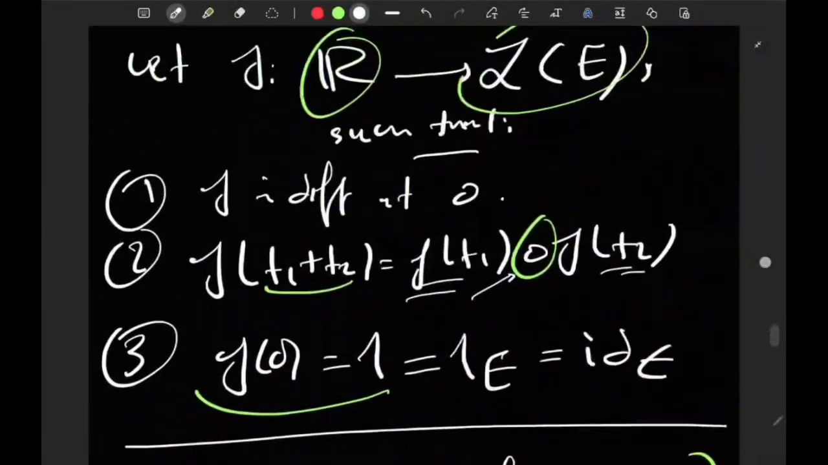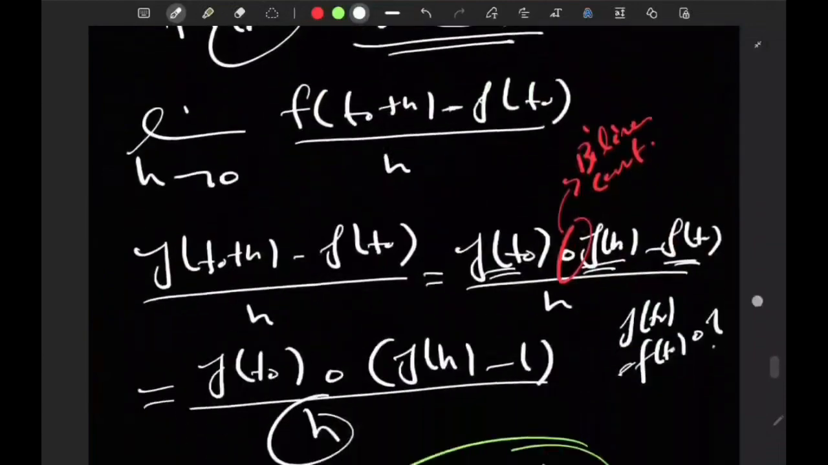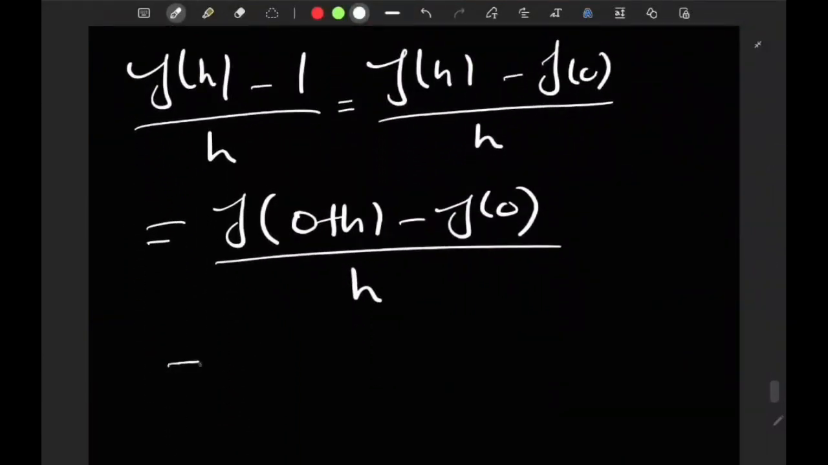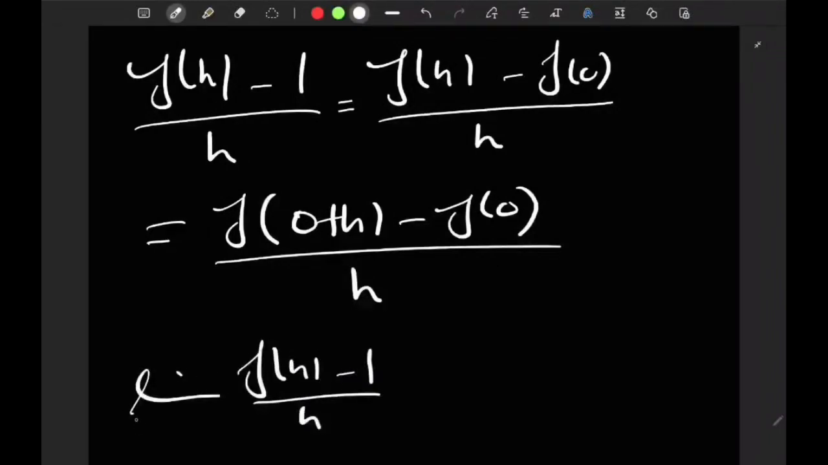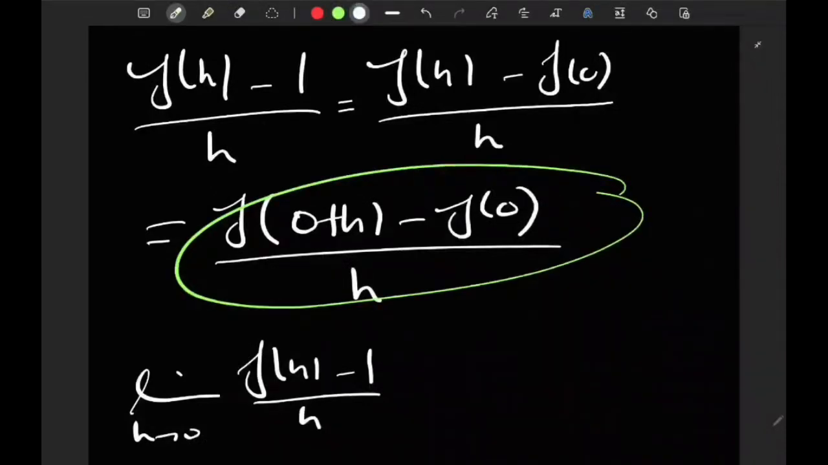But what do we know? Our first assumption was that f is differentiable at 0. So this thing here, its limit, the limit of f of h minus 1 over h as h goes to 0, which is the limit of this guy, is just f prime of 0.